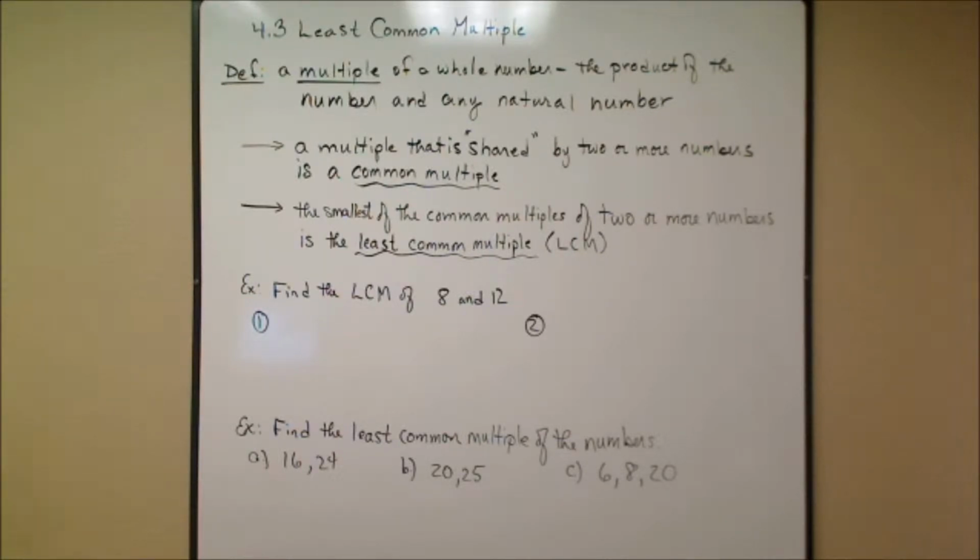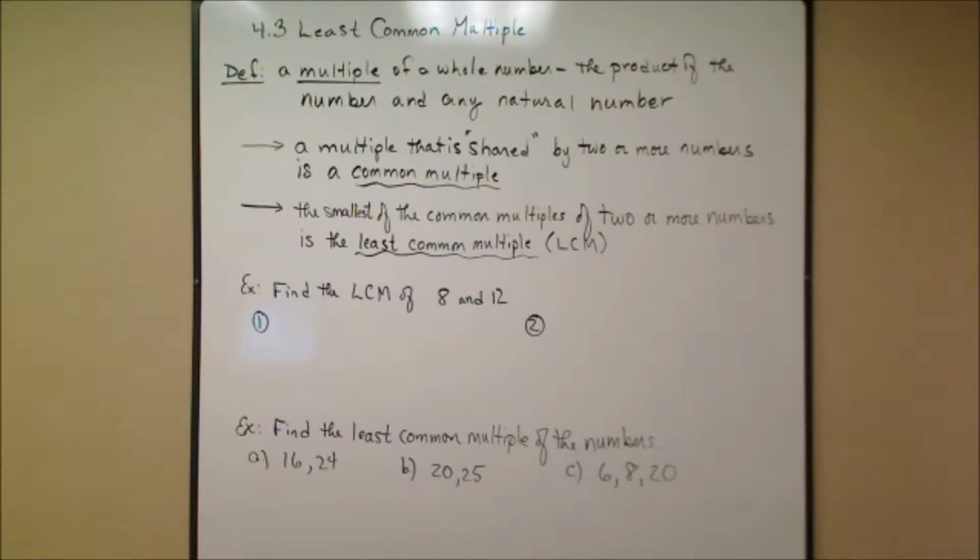A multiple of a whole number is the product of that number and any natural number. So if you have a whole number like 10 and you want multiples of 10, you multiply 10 times 1, 10, 10 times 2, 20, 10 times 3, 30, 10 times 4, 40. Those are multiples of 10: 10, 20, 30, 40, 50, and so on.